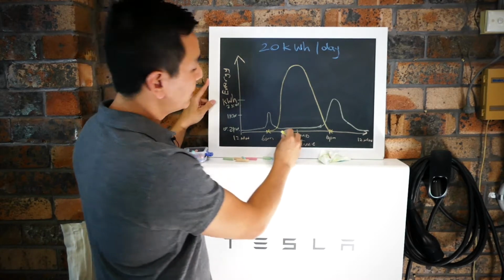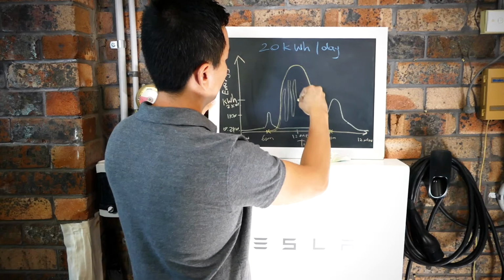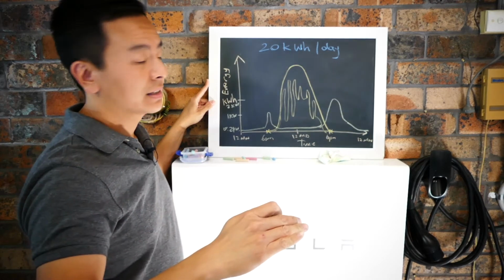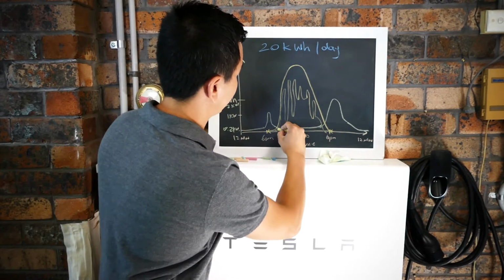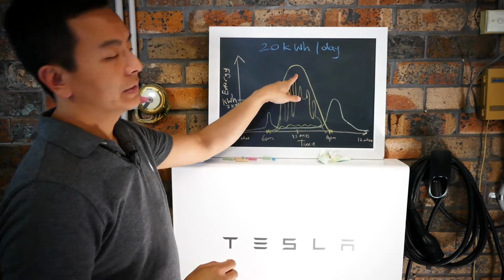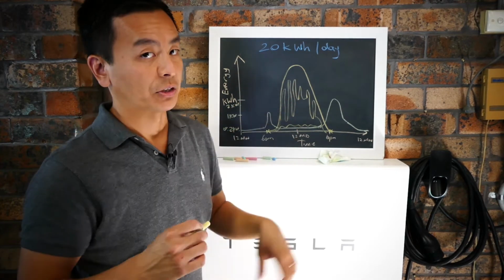If you've got a cloudy day, it'll look something like this. If it's overcast, if it's raining, it's more like that. So as you can see, only if it's sunny it's useful. If it's cloudy and overcast or raining, there's not much going on there.